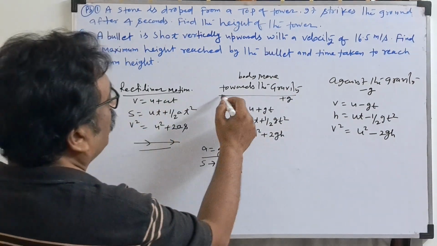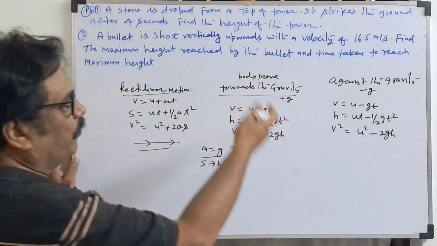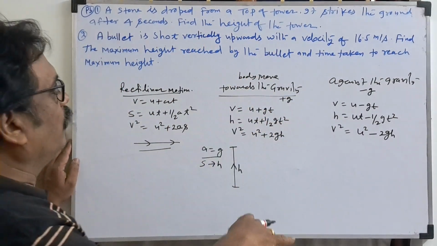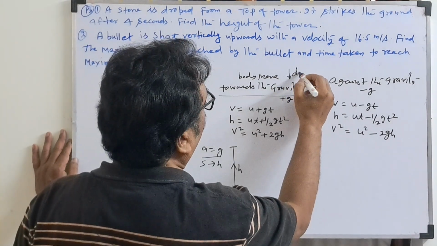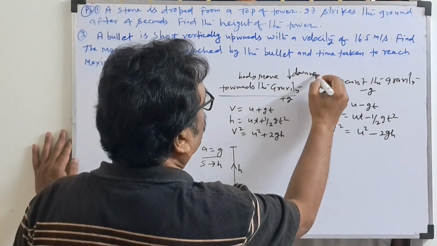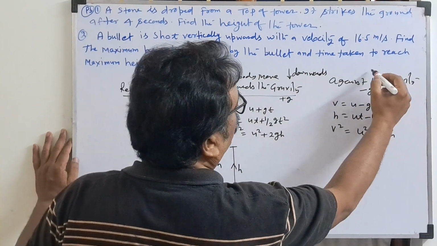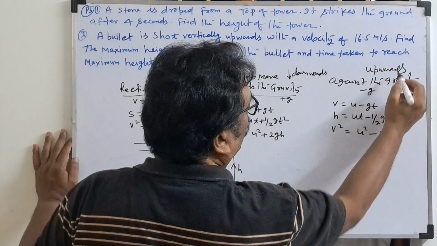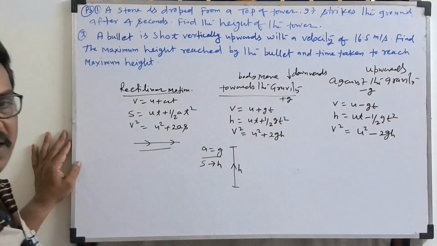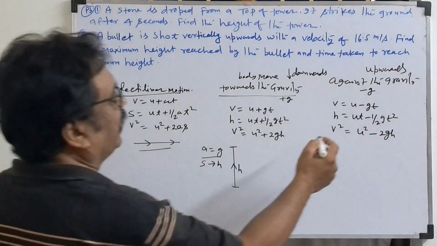In rectilinear motion, the body either moves upward or moves downward. Towards the gravity means the body moves downward. Here the body moves upward. Once it is going upward, that means it is going against the gravity, so acceleration will be negative.